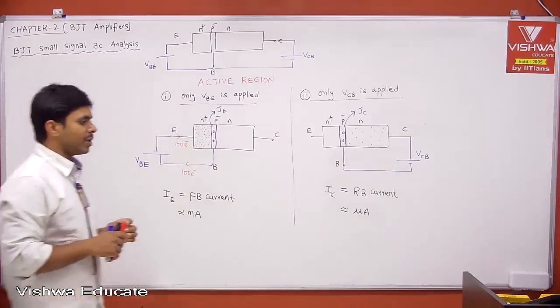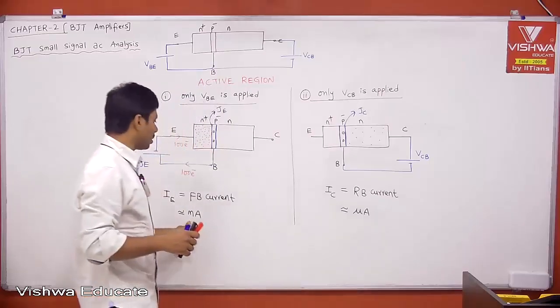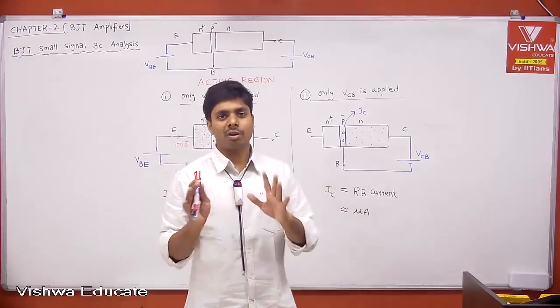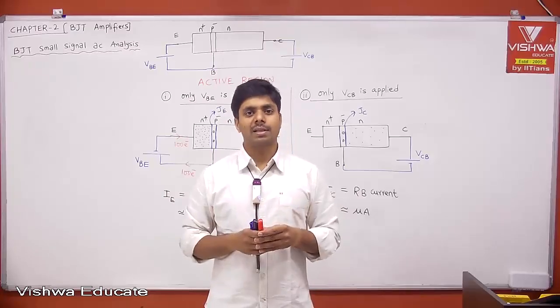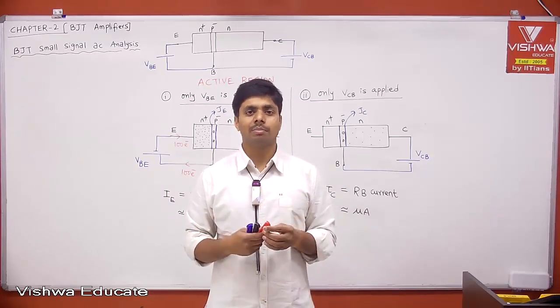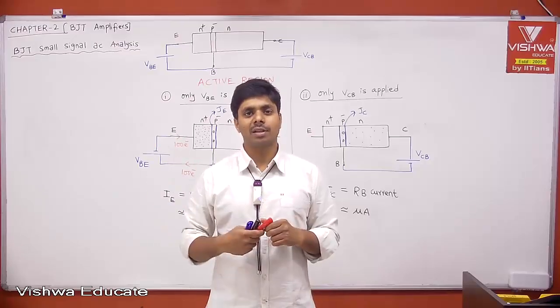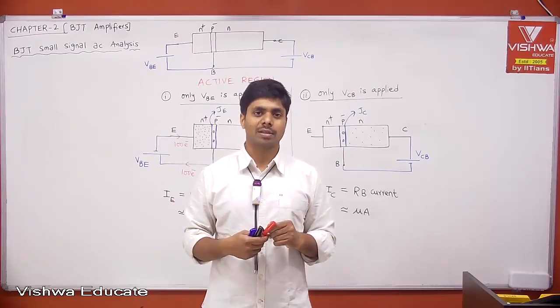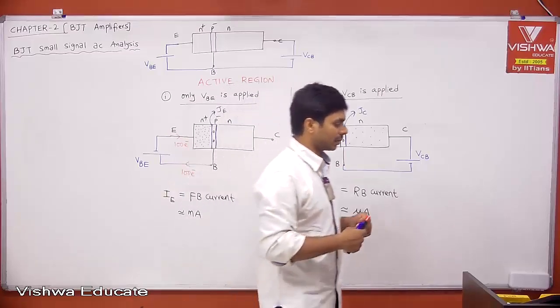I'm not explaining why forward bias current is in the order of milliampere and why reverse bias current is in the order of microampere, but typically we know that a forward bias PN junction diode carries current in the order of milliampere and a reverse bias PN junction diode carries current in the order of microampere, because forward bias current is due to majority carriers and reverse bias current is due to minority carriers. Okay, take it.